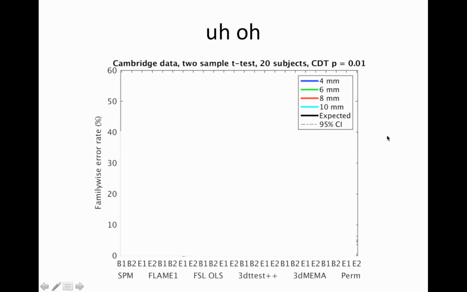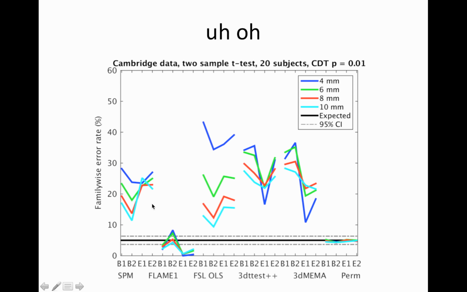All right, so ready? Here comes a bunch of pieces of spaghetti. Okay, so firstly, you can see a lot of methods aren't doing well. So let's focus on the ones that do okay. So the permutation test, this is a theme that will repeat itself throughout this paper, does really well. It's very close. It's definitely within the 95% confidence interval. FLAME 1 is really conservative.